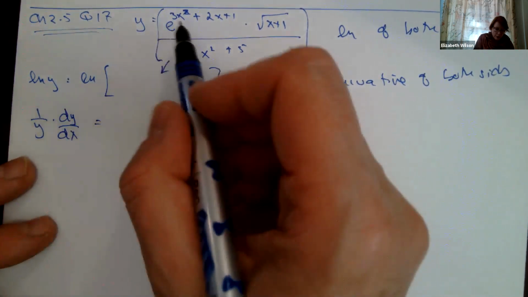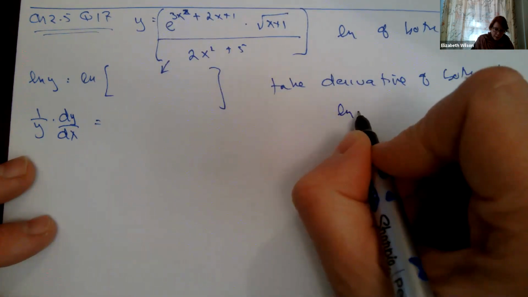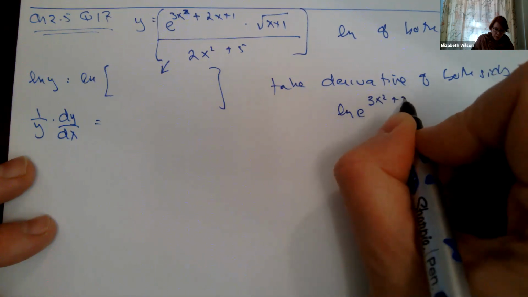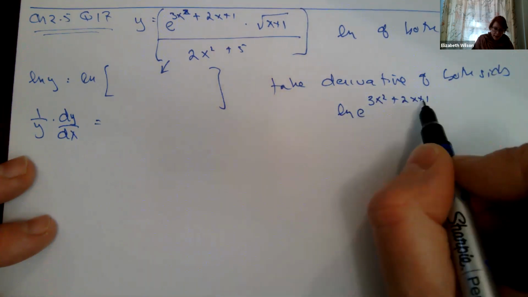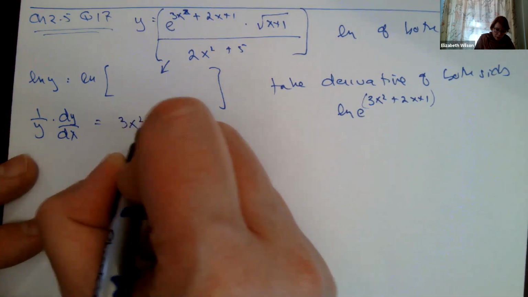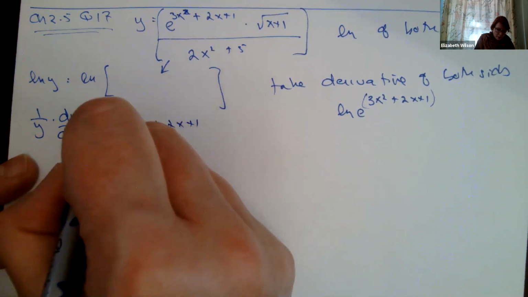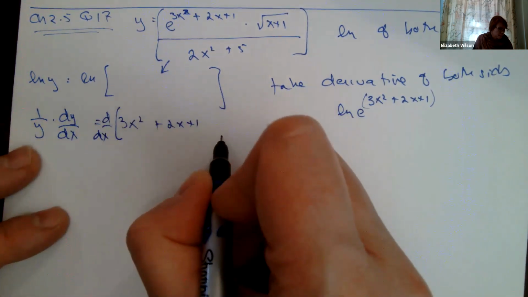Equals, now, when I take the ln of e to the 3x squared plus 2x plus 1, these are inverse functions. So what I'm left with is 3x squared plus 2x plus 1. Let's do this. We're going to take the derivative dx. I'll write out what it looks like.